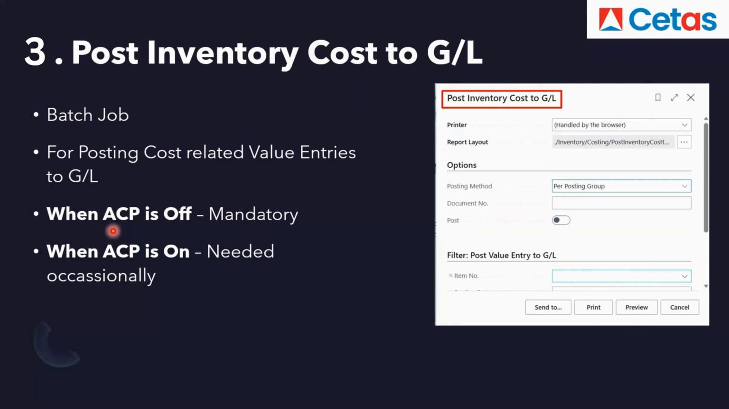When the automatic cost posting boolean is switched off, this batch job is mandatory. If the automatic cost posting boolean is switched on, this batch job is still needed, but only for adjustments discovered later, like cost changes from revaluation or cost adjustments. Let's take a look at what happens when we run this batch job for purchases in Business Central.